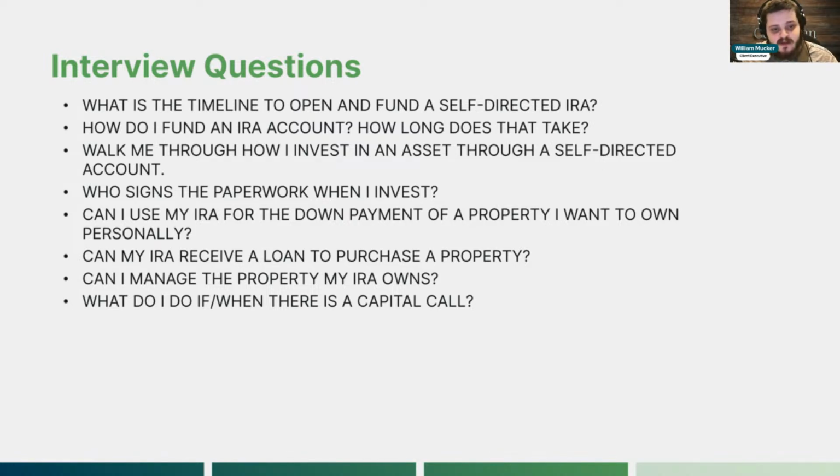Can I use my IRA for the down payment of a property I want to own personally? So the quick answer is no, you can't. The more long-form answer is the IRA can only pay for expenses based off the percentage it owns of that investment. So, for example, in real estate, if your IRA wants to own 100% of that property, it is responsible for 100% of all expenses for that property, and it's entitled to 100% of all return from that property. So it has to pay for 100% of the down payment, the purchase price, any future renovations, any utility bills. Any expense for that property would come 100% out of the IRA.